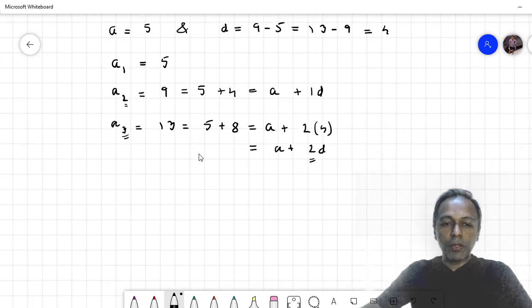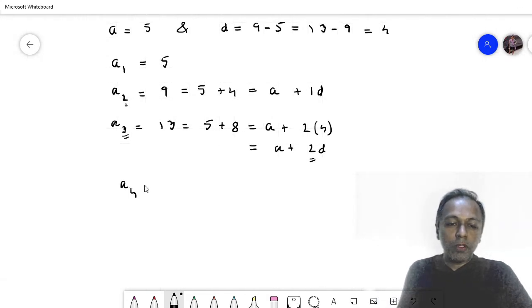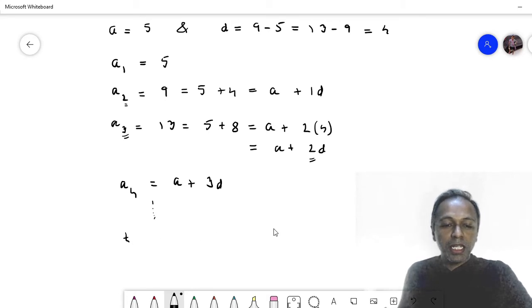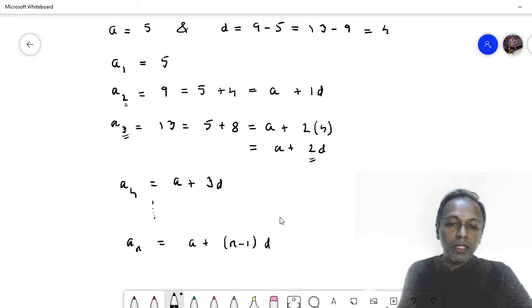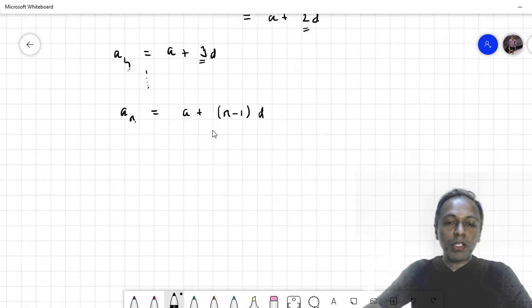Let us take one more number. Say we write A4. So here, no prize for guessing, the answer will be A plus 3D. We can verify that. So in general, if we keep doing it, then for the nth term we can write, let us denote it as AN only, AN is equal to A plus (n minus 1) into D. Because this coefficient of D is 1 less than 4 here, so if it is n here, then (n minus 1) into D. Ensure that you make a bracket over n minus 1.